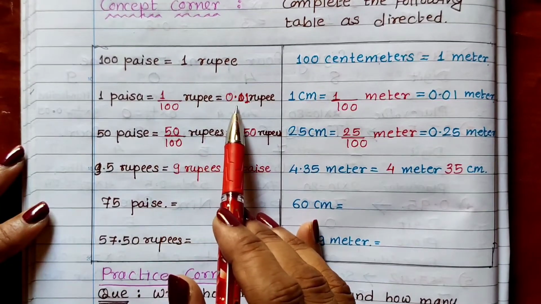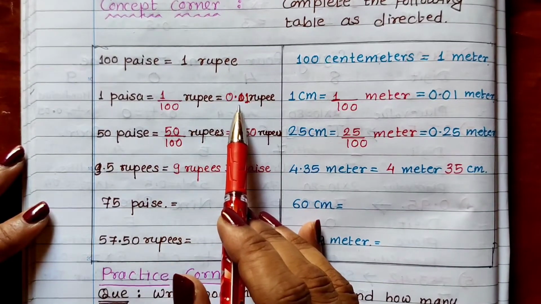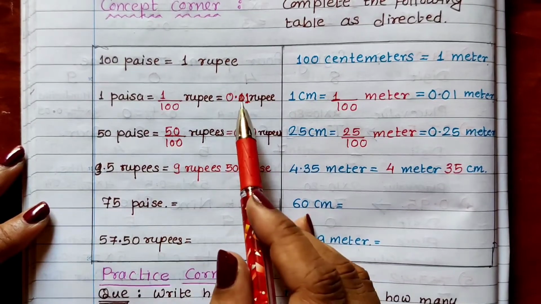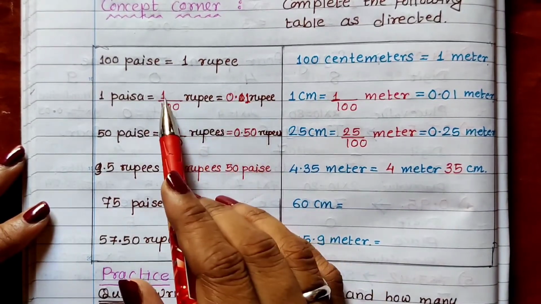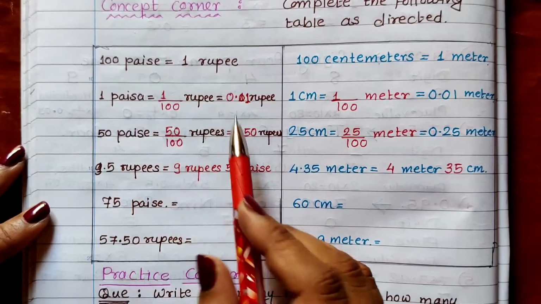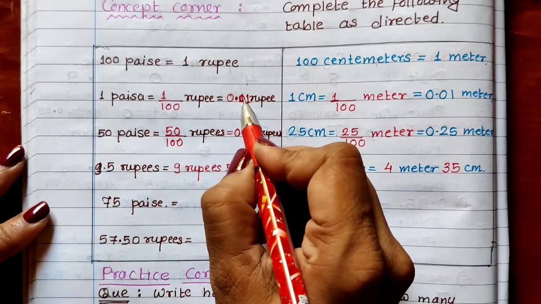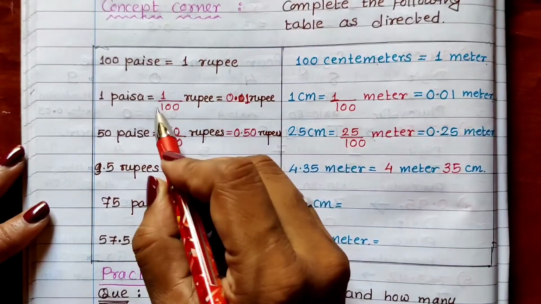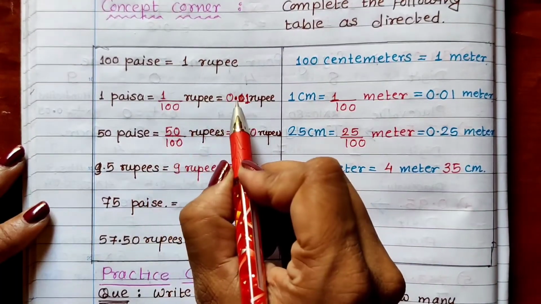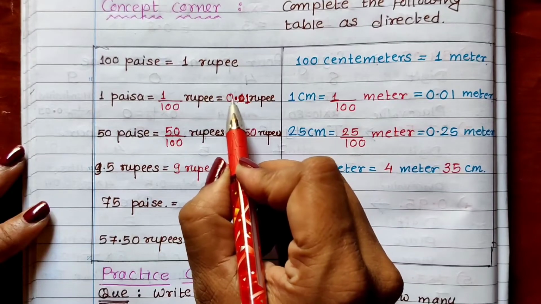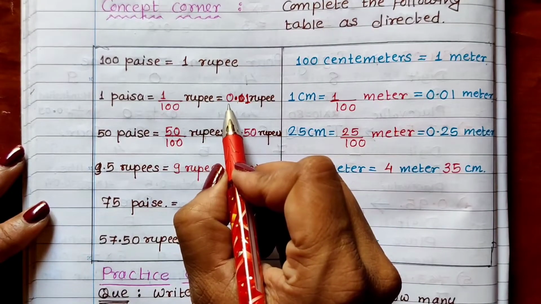So when we convert it into the decimal fraction, what we have to do? After decimal point there should be 2 digits. In the numerator only 1 is there. So here what we have to do? After decimal point we have to put 1 0 and then 1. Okay, 0 1, 0.01. Left hand side nothing will be there, so that's why we have to put 0.